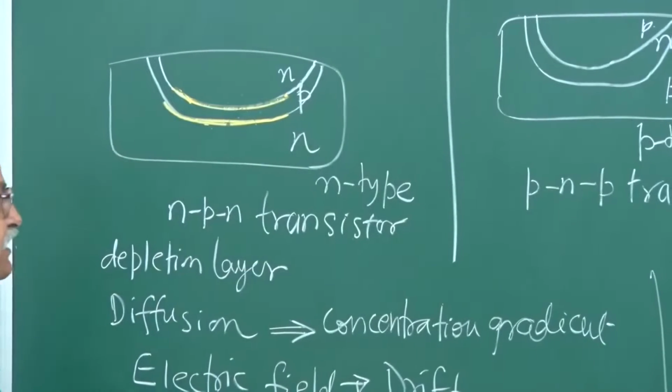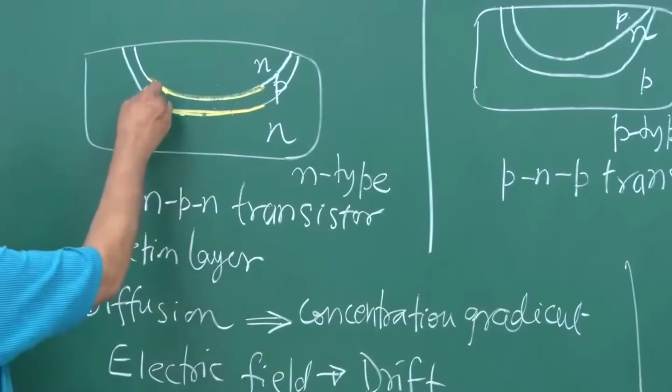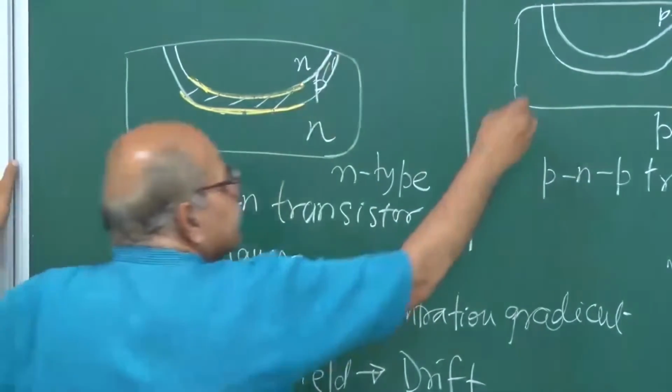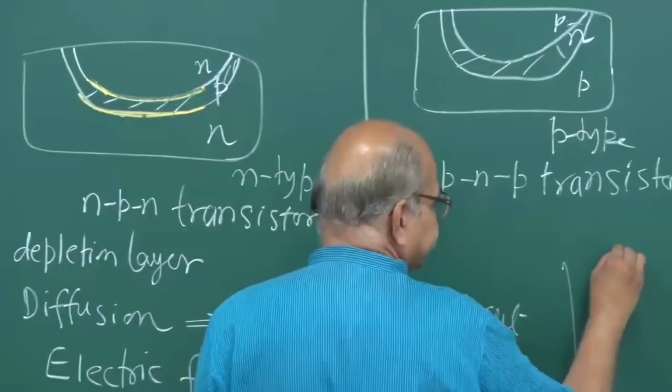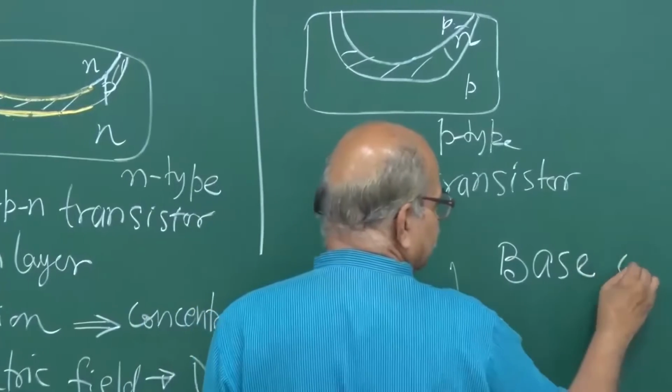Now there are some characteristics or some names first. This sandwich layer, this region, is called the base. This is called the base of the transistor.